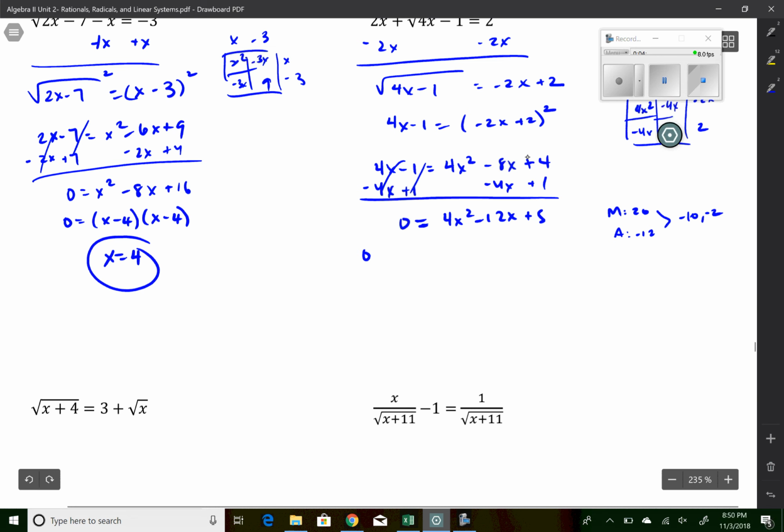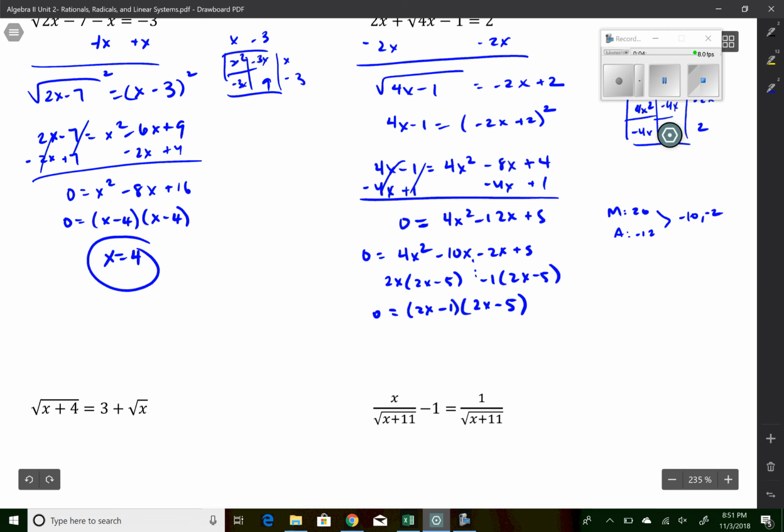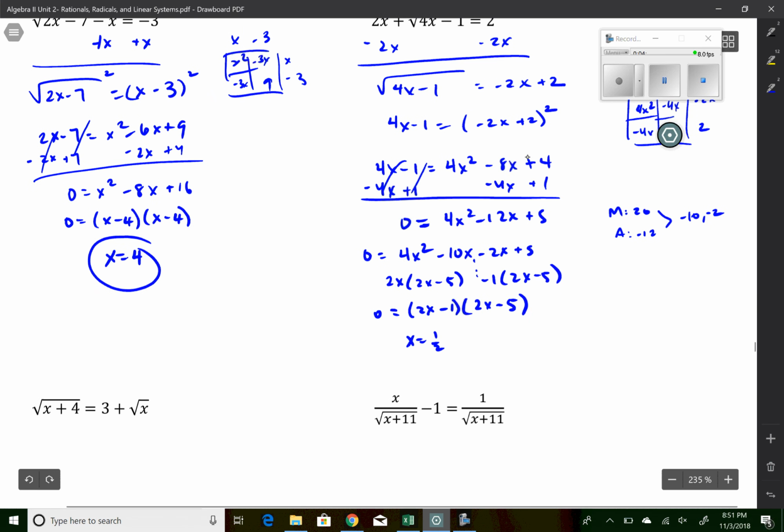So we have 0 is equal to 4x squared. Break apart negative 12 into negative 10x and negative 2x, and then do your grouping method. So I have a 2x, leaving me with 2x minus 5, and a negative 1 with a 2x minus 5. So my two factors of this equation are 2x minus 1 and 2x minus 5. So what are my answers? x equals 1/2 and x equals 5/2.